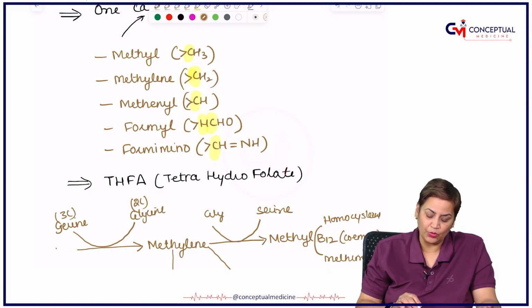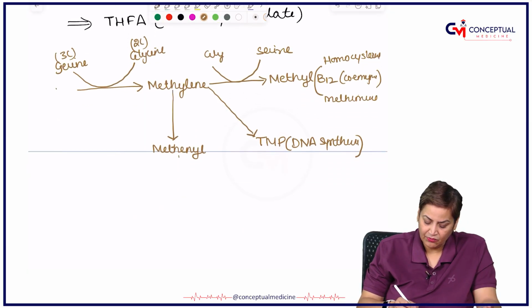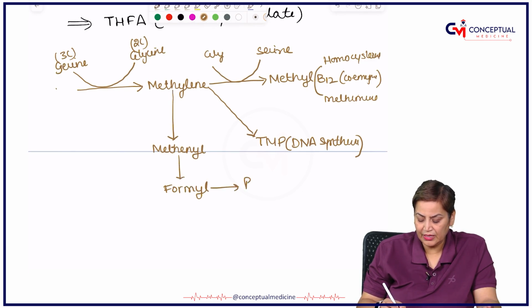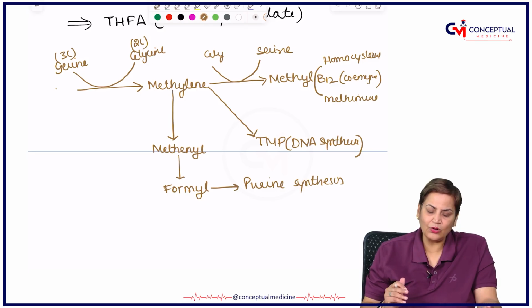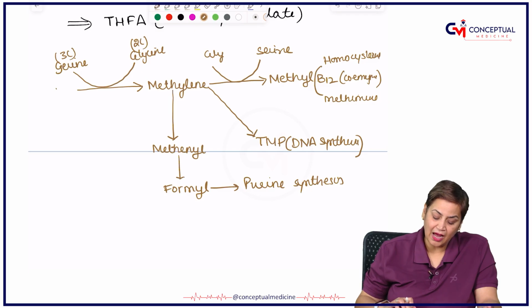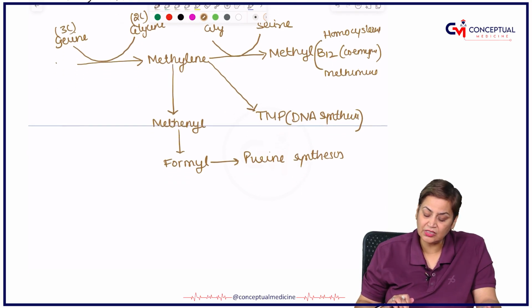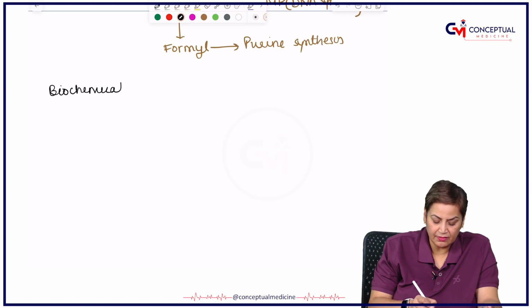Similarly, this formyl group, where it is written, is required for the synthesis of purines. So I can say that the methynyl and then formyl group are for purine synthesis. Right? So this is how it is utilized. Now coming over to this, what are the biochemical functions of this folic acid? Now the most important biochemical functions.